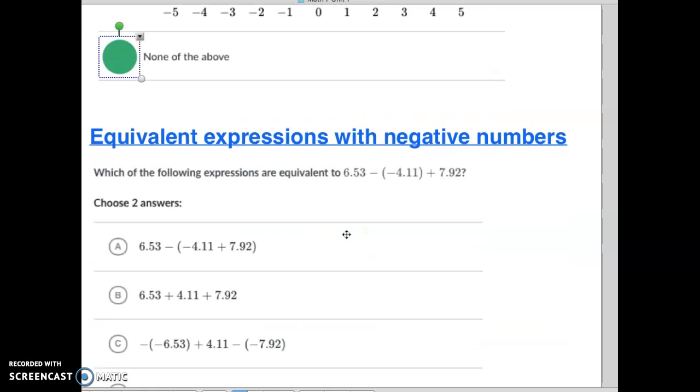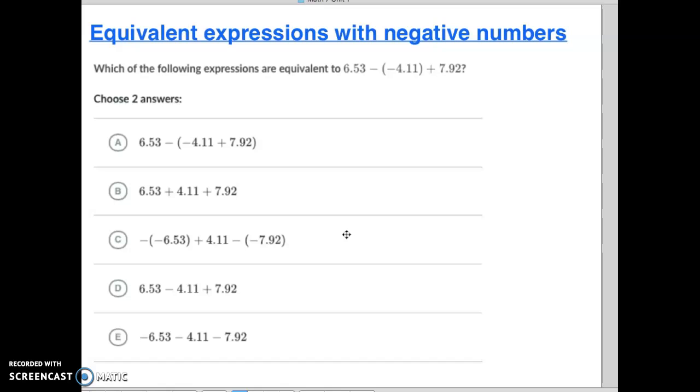All right, second kind you're doing today, as I already told you, equivalent expressions with negative numbers. Pretty simple. Do you notice that this number right here is a positive? So we need the one that is a positive, that's a positive, that's a positive. Oh, that's a negative, cannot be letter E. Then this number, two negatives together, makes that a positive.